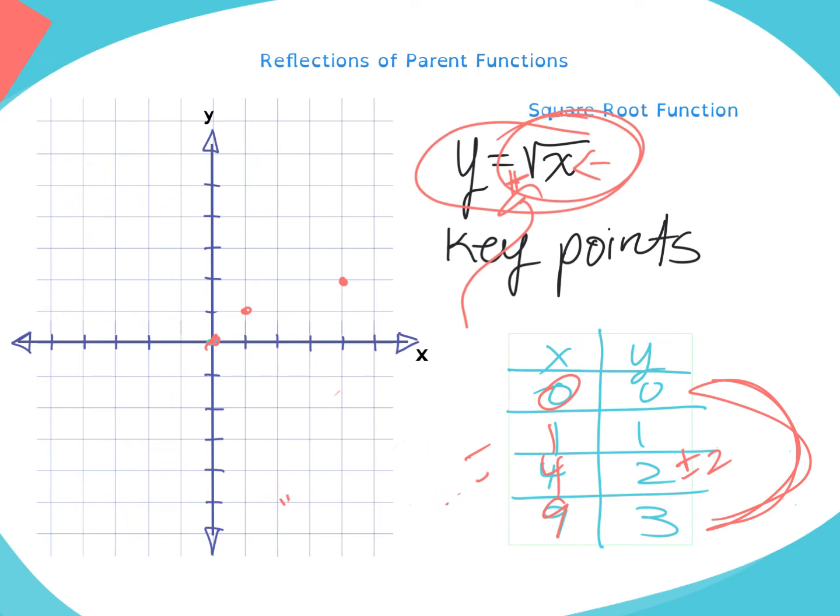Okay, so let me erase this. I have my parent function of the square root function. Remember, when you're graphing a graph that's not a line per se, you just have to put at least 3 key points for the square root function. It's 3 key points, and connect them the best you can. Now let's go to the next slide and talk about our first reflection.